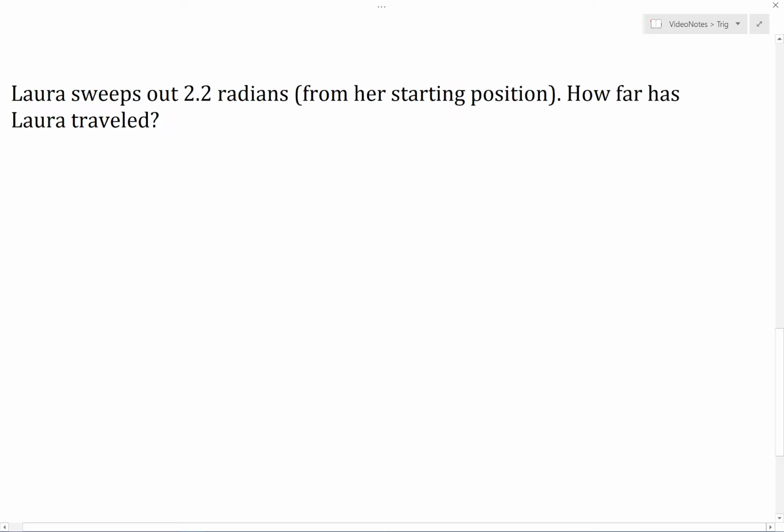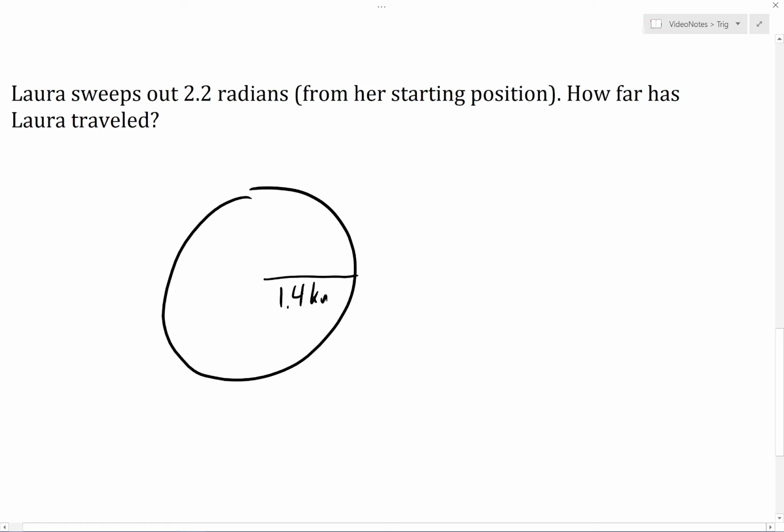Now, let's suppose Laura sweeps out from her starting position 2.2 radians. And we want to know how far Laura has traveled. So again, let's start by drawing a diagram. We've got the circular ski trail, radius of 1.4 kilometers. She starts at the 3 o'clock position right here, and then she sweeps out 2.2 radians. So 2.2 radians is something like that. So she sweeps out that 2.2 radians and she ends up here.